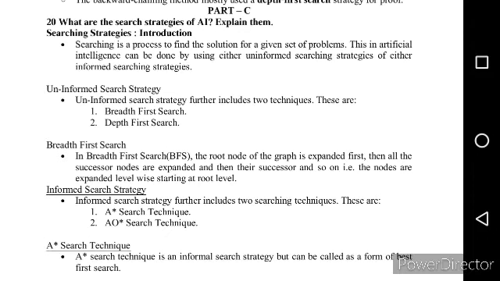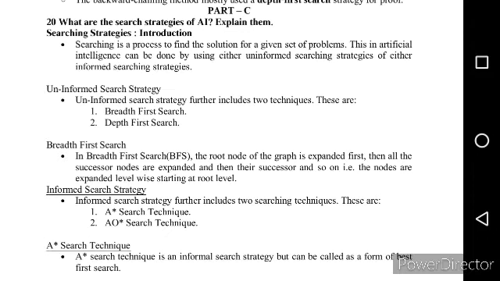These further include two techniques. These are breadth first search and depth first search. Breadth first search. In breadth first search, the root node of the graph is expanded first, then all the successor nodes are expanded, and then their successors and so on. That is, the nodes are expanded level wise starting at the root level.